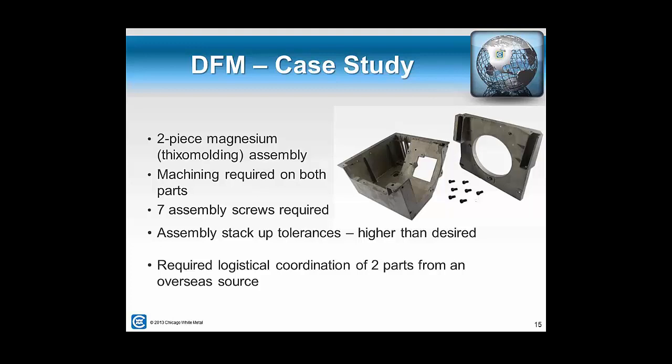Both parts required a certain amount of machining on them, which we had to do separately, obviously, since they were separate components. There were seven assembly screws required to put these components together. And there were a lot of stack-up tolerance issues with these parts. When you consider the assembly components and getting these parts together, it really made the overall product tolerancing undesirable from the customer standpoint. And obviously, the more parts you have, the more logistical coordination there is in getting these from supply bases, and in this case, these were from offshore sources.